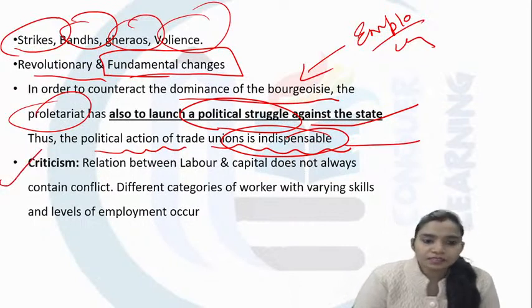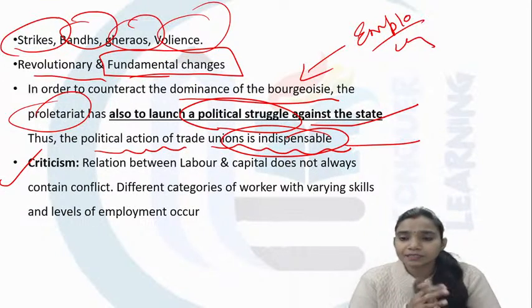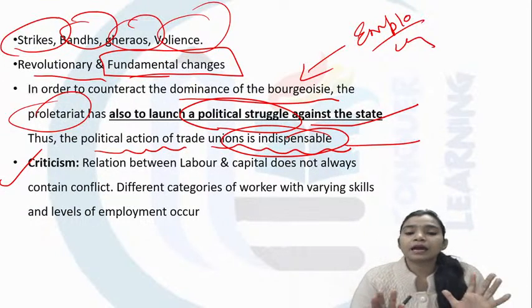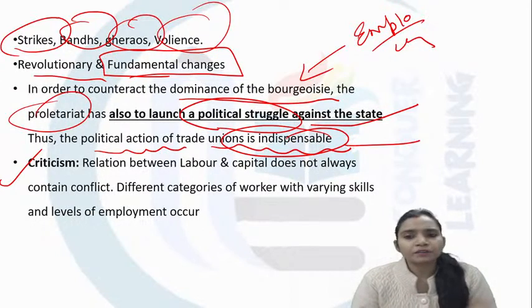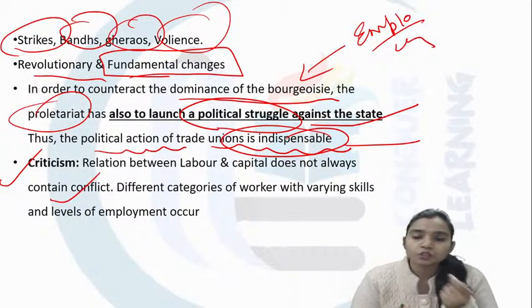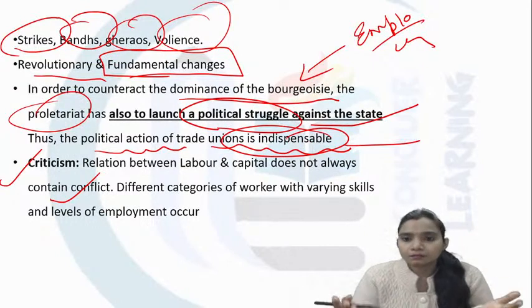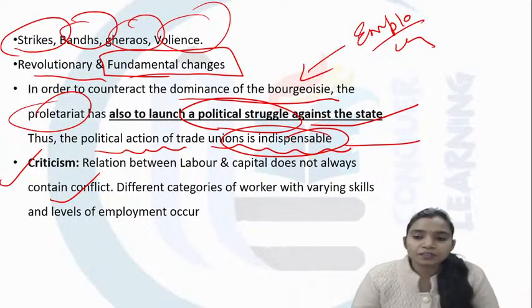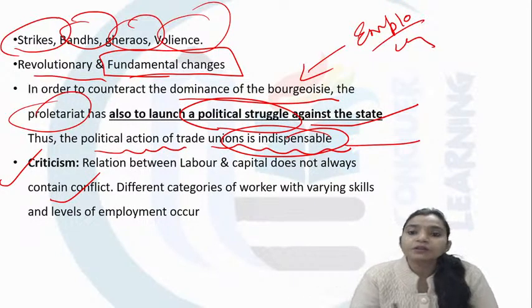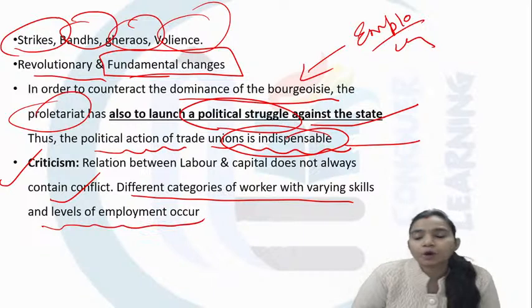Criticism. The criticism which Marx has faced is, it's not always necessary that the relationship between the labor and the capital will be conflict. It's not every time important. They may be cooperative. So this was the biggest criticism. And it's not every time important that different categories of the employees go together. There can be different classes of people. Different categories of workers will have different skills, so they would not necessarily go against the employer. Different categories of workers with varying skills and levels of employment occur.